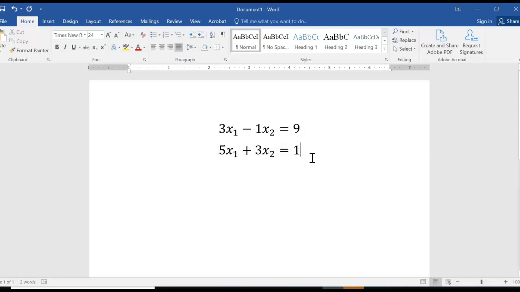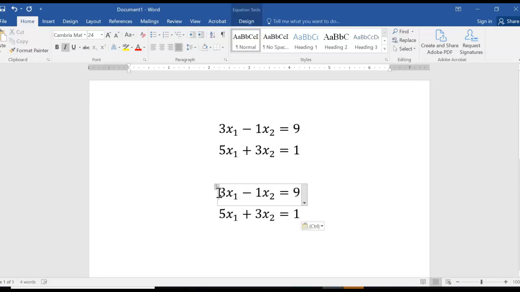If I want to use the elimination method, what I would first do is look at the coefficients. So in this case, we have a 3, a 5, a -1, and a 3. Since this is a negative and that's a positive, I'm going to eliminate the x2 first. So I'm going to take the 3 and -1. I'm going to multiply the 3 times both sides of that top equation.